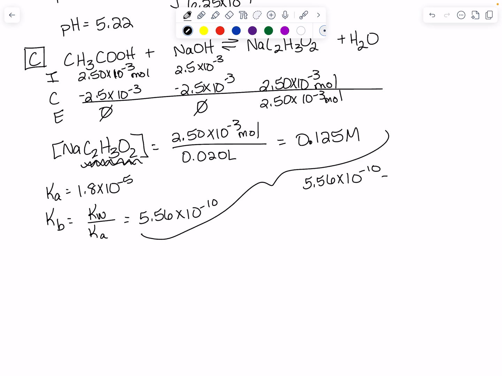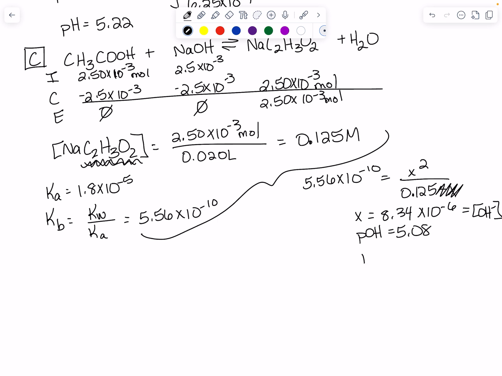Hopefully all that's familiar. At this point, you combine this information and you say Kb, 5.56 times 10 to the minus 10, is equal to x squared divided by 0.125 minus x. We pretend it's really small. Solve for x. X is 8.34 times 10 to the minus 6. Now, since we used a Kb, remember, X is hydroxide ion concentration. So the negative log of the X is the pOH, which is 5.08, and then 14 minus that is the pH, which is 8.92. And so in my mind, maybe in yours, maybe not, that was one of the hardest problems on the test, specifically part C.